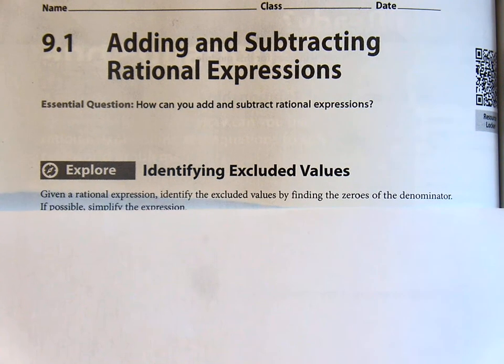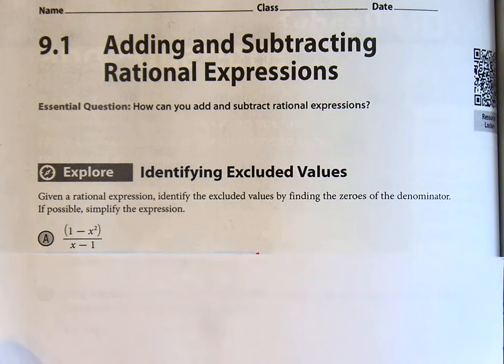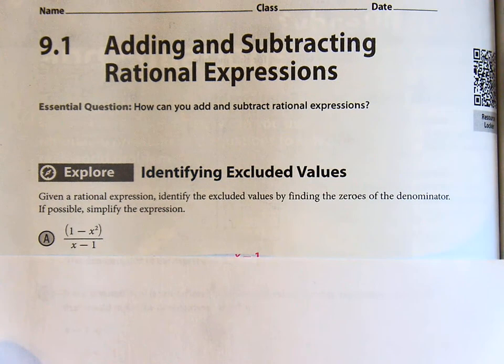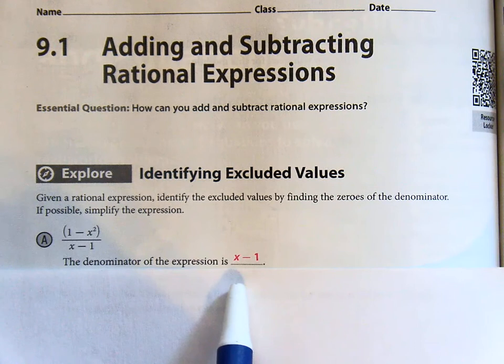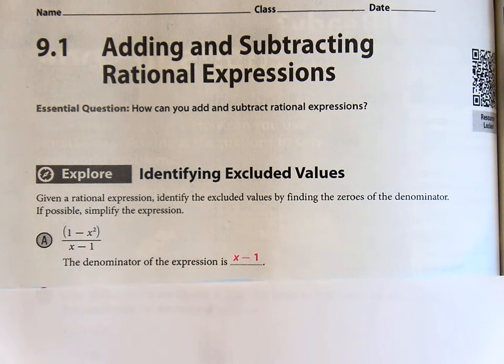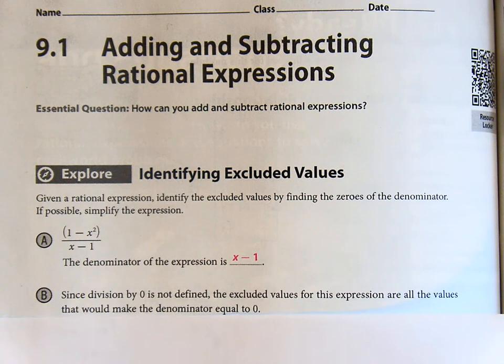Given a rational expression, identify the excluded values by finding the zeros of the denominator if possible and simplify the expression. So we have our Explore A here, example, and the denominator of the expression is going to be x minus 1. Okay, so since division by 0 is not defined, the excluded values for the expression are all the values that would make the denominator equal 0.